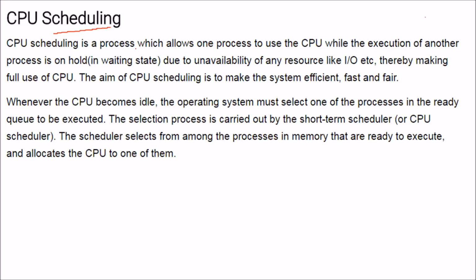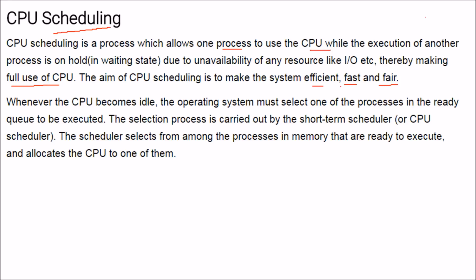Scheduling means planning. So CPU scheduling is that process which allows one process to use the CPU while the execution of another process is on hold, or in a waiting state, maybe because of the unavailability of some resource like input, output, etc. The key idea is to make full use of the CPU, so that the CPU should not sit idle. The main aim again is to make the system efficient, faster and fair.